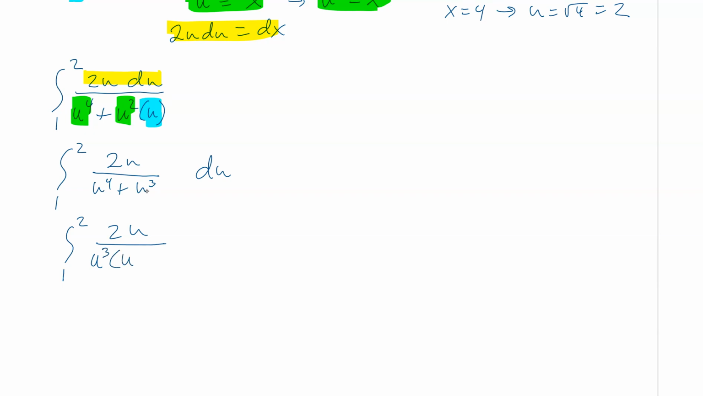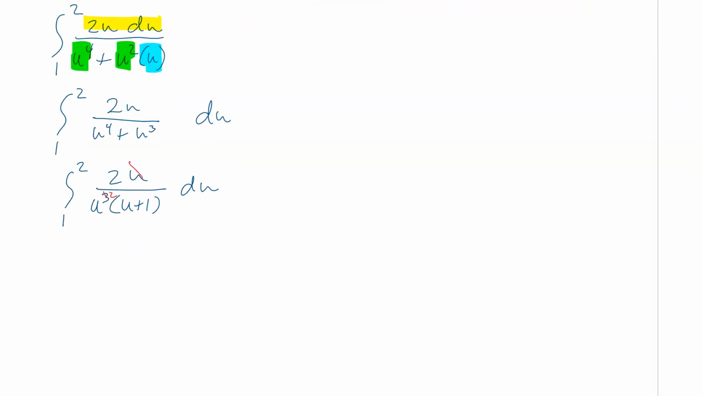And then u plus 1 is what we get. So we're going to factor it first, and then now I can cancel the u. It needs to be fully factored first. So we have the integral from 1 to 2 of 2 over u squared times u plus 1 du. Now, look familiar? That's why this is in this section. These are our partial fractions.